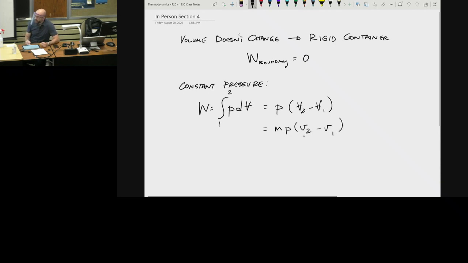So we can always convert between volume and specific volume, always. Don't let that catch you off guard. All right, now, let me go on to the next thing, and then I'll get back to this. I was getting ahead of myself.